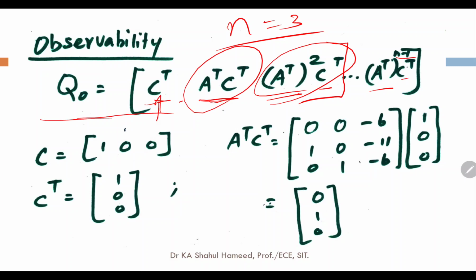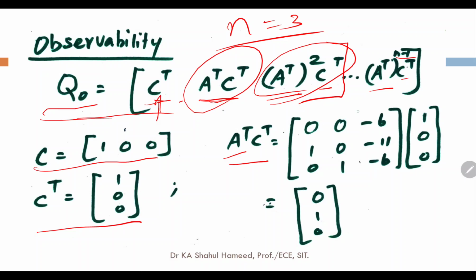That is, we have to find the determinant of Q naught, and if it is not equal to 0, then we can conclude that the rank of the matrix is equal to 3. Hence we can conclude that the system is completely observable. So we have C, this is C transpose. A transpose C transpose: we first have to write the A transpose. You know what transpose is? We have to make all the rows into columns.